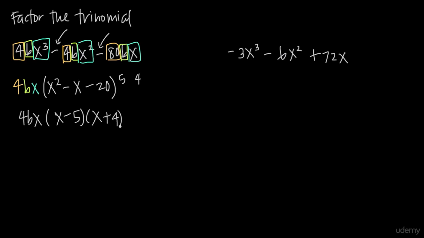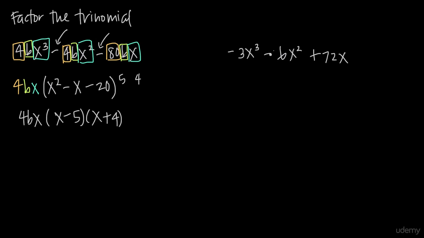And if we want to double check ourselves, we can always multiply these two factors back out. We'd get x times x, which would give us x squared. We'd get plus 4x minus 5x, which would give us minus 1x, or just minus x like we have here in the middle. And then a negative 5 times a positive 4 gives us a negative 20. So we do in fact get back to this trinomial that we started with. So fully factored, this trinomial is 4bx times the quantity x minus 5 times the quantity x plus 4.